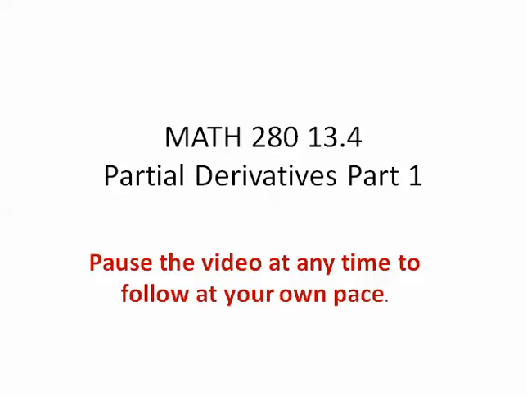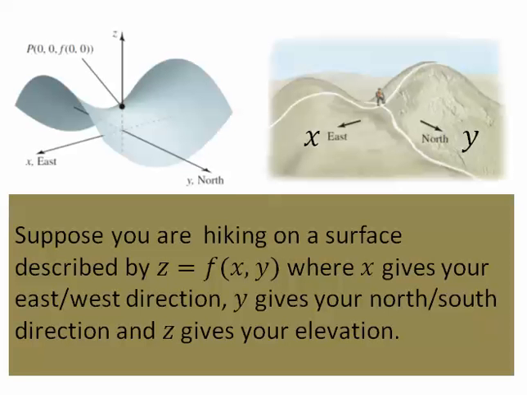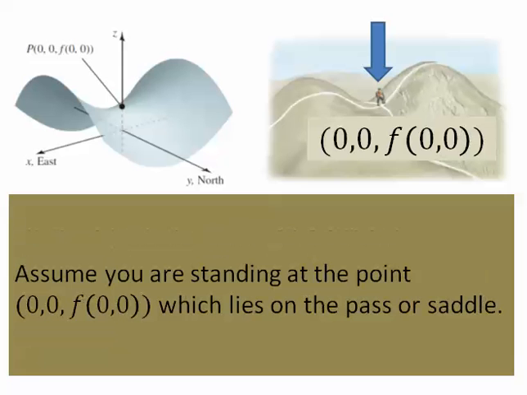13.4 Partial Derivatives Part 1. Suppose you are hiking on a surface described by a function z equals f of x, y, where x gives your east-west direction, y gives your north-south direction, and z gives your elevation. Assume you are standing at the pass or the saddle point.